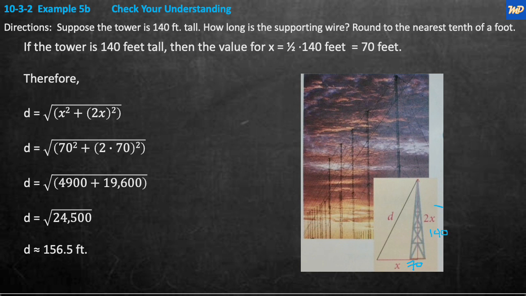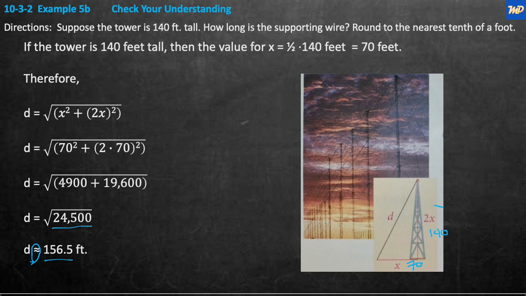So back in the equation, we have the same equation from the previous slide. 70 squared plus 2 times 70 squared. 70 squared is 4,900, and 140 squared is 19,600. Add the two together and you'll get 24,500. Take the square root of that and you're going to get approximately 156.5 feet. That's the answer. That's rounded to the nearest tenth.